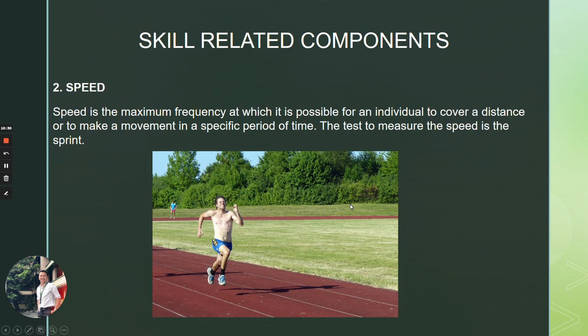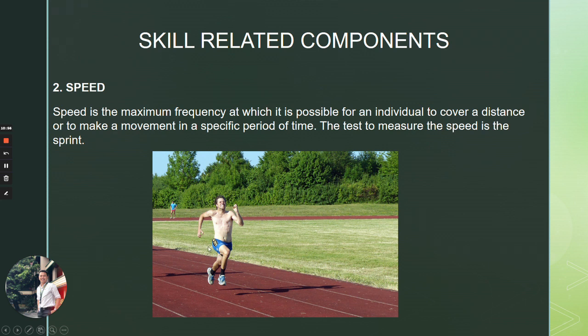Then we have the speed. So speed is the maximum frequency at which it is possible for an individual to cover a distance or to make a movement in a specific period of time. So the test to measure the speed is through the sprint. So when we say sprint, ito yung takbo. Pero may specific distance lang siya. Like, may mga iba gumagamit sila ng 50 meters sprint, may iba naman 100 meters sprint.